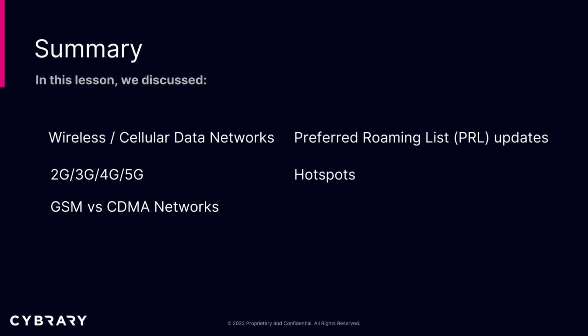Okay, a lot of good information in this lesson. We talked about wireless and cellular data networks. We went into detail and covered 2G, 3G, 4G, and 5G. We also discussed GSM versus CDMA networks. We hit on our preferred roaming list and talked about our PRL updates. And we finished off talking about our hotspots.